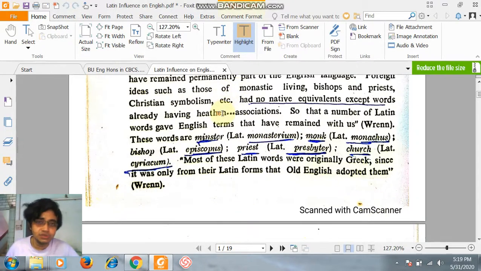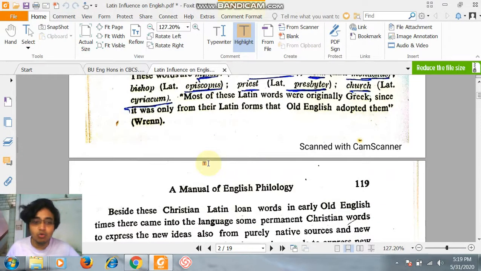monasterium, chakan theke minister, je monastery te thake. Monk, derived from the Latin monachus. Bishop, derived from the Latin episcopus, episcopal authority theke bishop. Priest, derived from the Latin presbyter, presbyterian church bole ekta kothai ache English. Church, derived from the Latin syriacum.